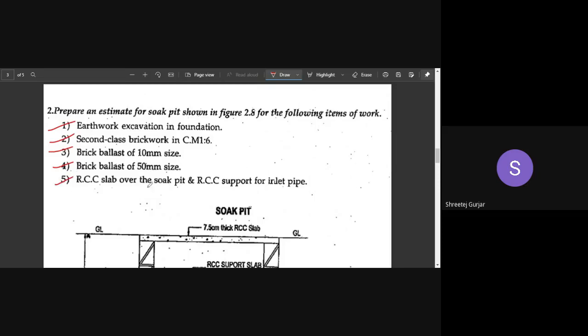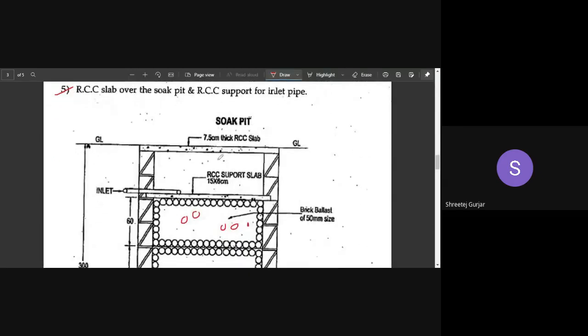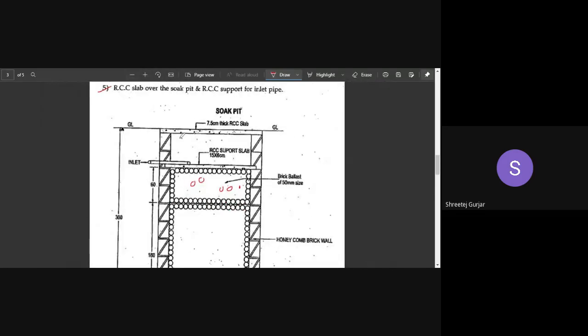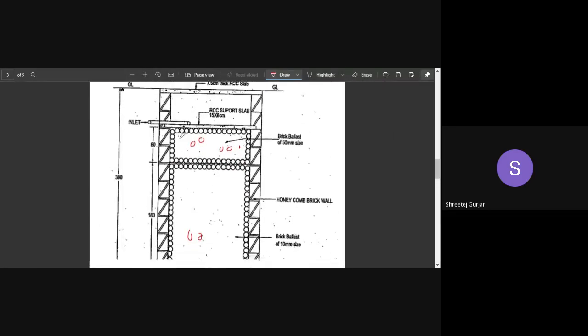RCC slab over soak pit, right? RCC slab, main slab, plus your RCC support slab. And both of these RCC roof slabs, we have to calculate their quantities. Okay, so only 5 quantities we need to calculate, very easy, right? Not very complicated. Let us just look into what all we need to calculate now.